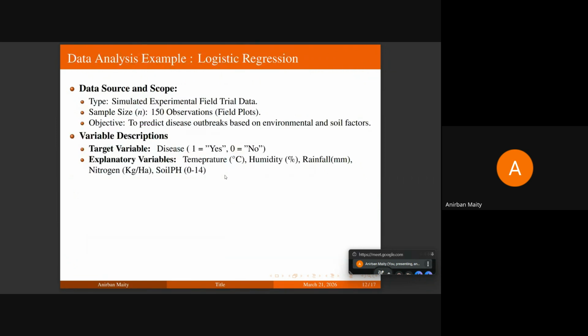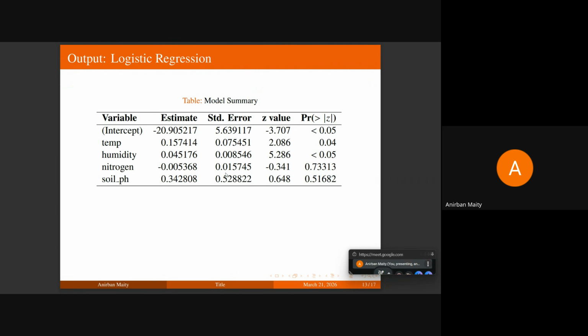So we have a data analysis example. We have simulated experimental field trial data whose sample size is 150, and the objective is to predict the disease outbreak based on environmental and soil factors. The target variable is disease, whether the disease is present or not. If disease is present, we have encoded it as 1; if not present, as 0. The other explanatory variables are temperature in degrees centigrade, humidity in percentage, rainfall, nitrogen in kilograms per hectare, and soil pH, which ranges from 0 to 14.